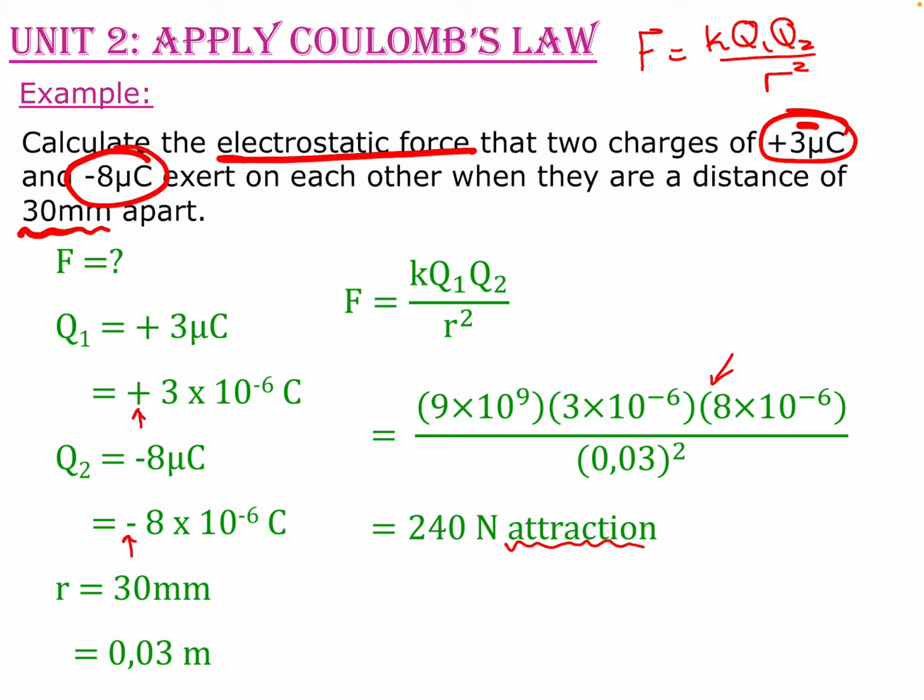I'm saying that it's attraction, that's its direction, because I have a positive charge and a negative charge, and unlike charges attract. I can't say left or right, because if my one charge is here, the other charge is here, the one's going to go to the right, the other's going to go to the left, so left or right doesn't make any sense when I just want the force between them. But they are attracted to each other, so we're going to call that attraction.